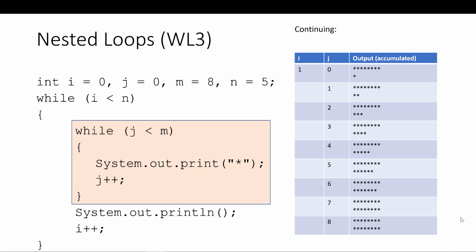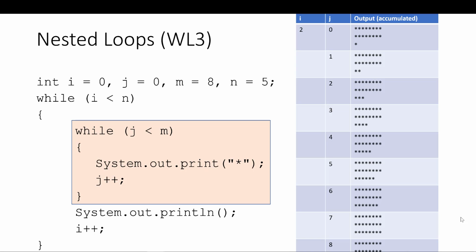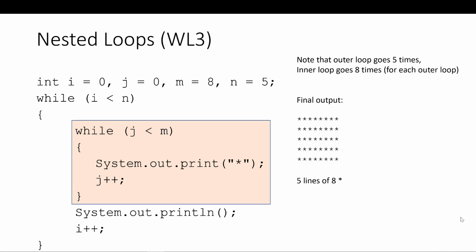Here it is when I becomes 1 and j increments from 0 through 8. You can see each time through the inner loop, another asterisk is added to the second row. Then I will become 2, and we have another set. Now we have 2 rows of asterisks, followed by a third row. This will continue until we have the final output that are 5 lines, each with 8 asterisks. That is the end of this worked example.